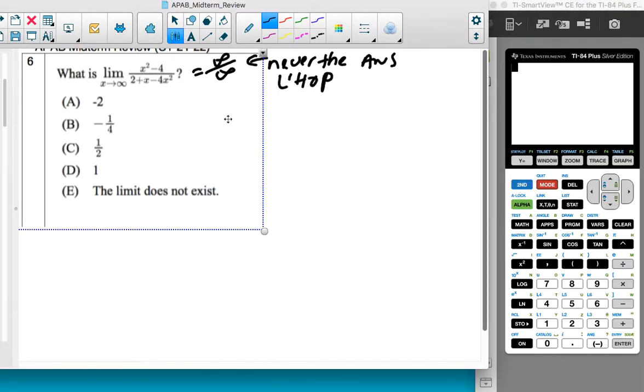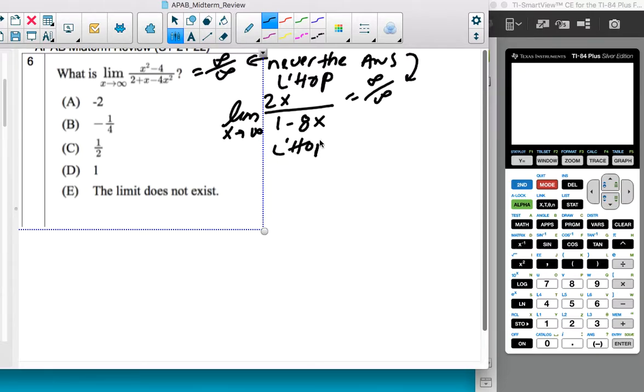L'Hopital's is a special thing we can do with limits that result in indeterminate forms, where we differentiate the top. So we don't use the quotient rule, we just differentiate the top function, and then we differentiate the bottom and get a 1 minus 8x. Now again, I plug in and I would get an infinity over an infinity, which is again never the answer. So I'm okay to do L'Hopital's again. And if I do that, I'm going to get a 2 over a negative 8. Now there's nowhere to plug in the infinities, so I just get a negative 1/4, and that's my answer.